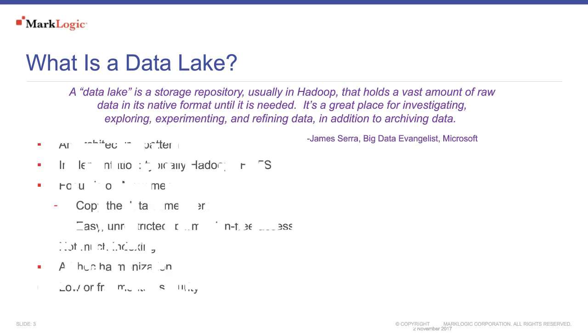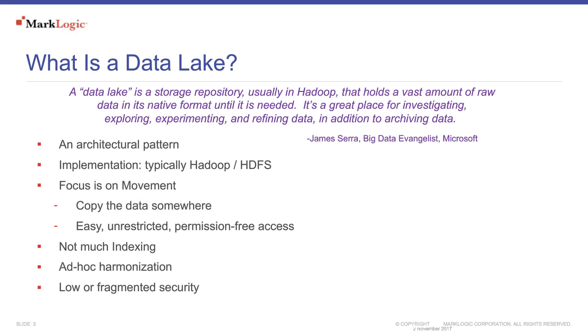So as I said, a data lake is an architectural pattern associated with Hadoop. I'm going to focus on these words that we see on the page here. The focus is on movement. So that's one of the 4 critical things. The other 3 critical things, though, we need to add, and that's indexing, harmonization, and security in order to have better access, standard access, and secure access to that data.